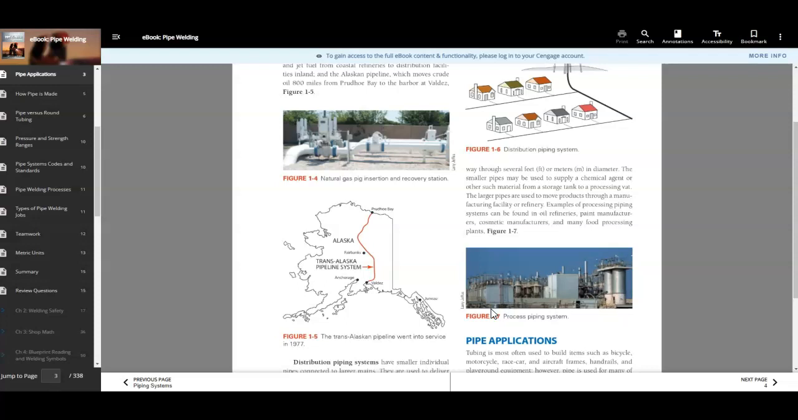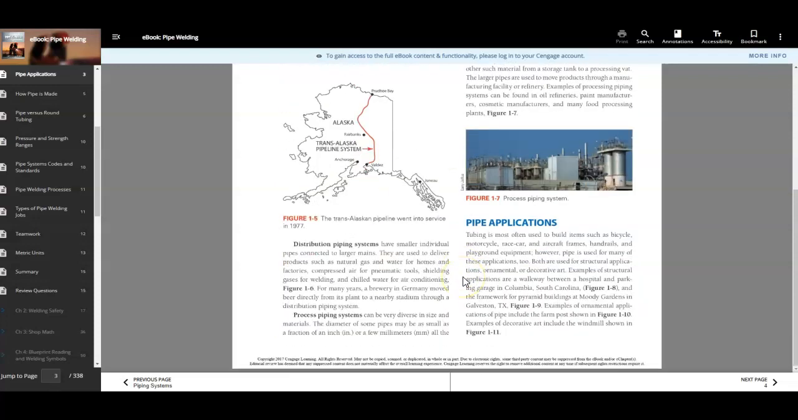Examples of process piping systems can be found in oil refineries, paint manufacturers, cosmetic manufacturers, and many food processing plants. Pipe applications.